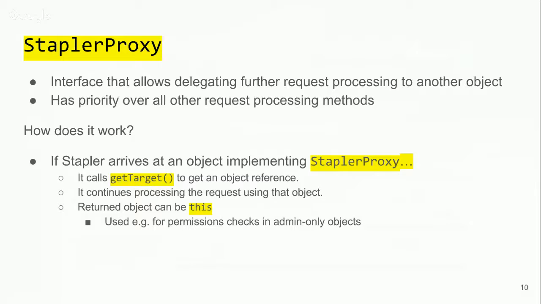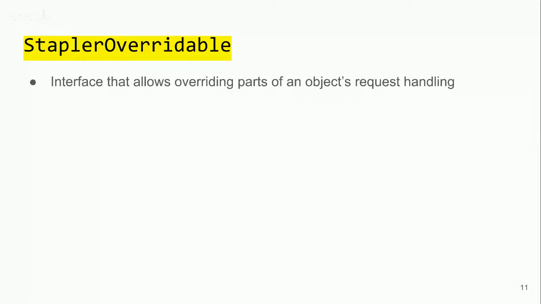You can do a permission check. For example, you need to be administrator to access a specific object through the UI. And you can, in getTarget, implement that permission check that throws an exception if you don't have the required permissions, and otherwise return this, and then Stapler will continue with this object and the other ways to determine how to process the request. There's StaplerOverridable, which is similar to StaplerProxy.